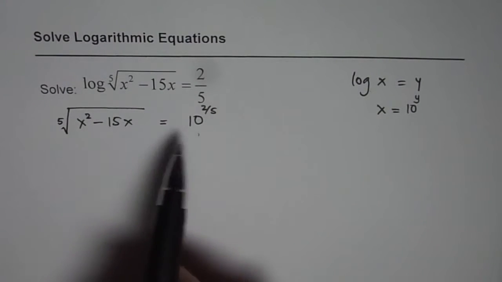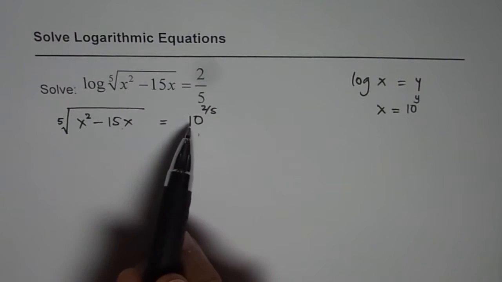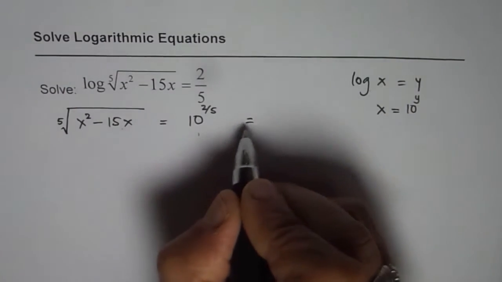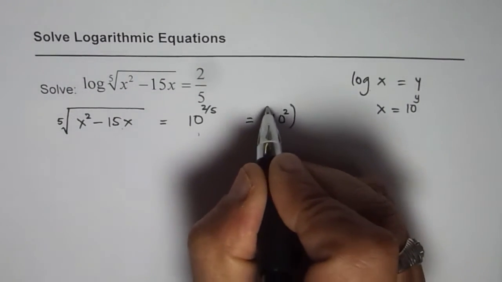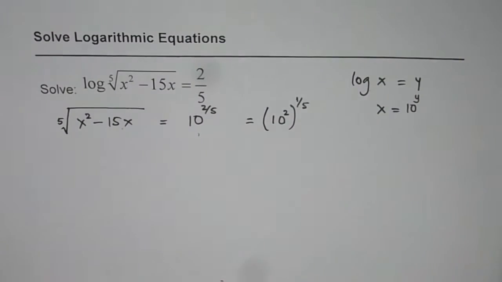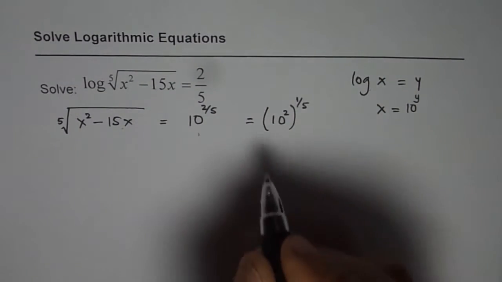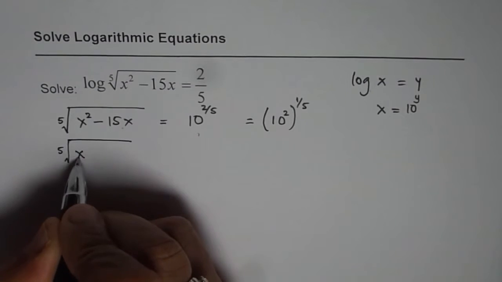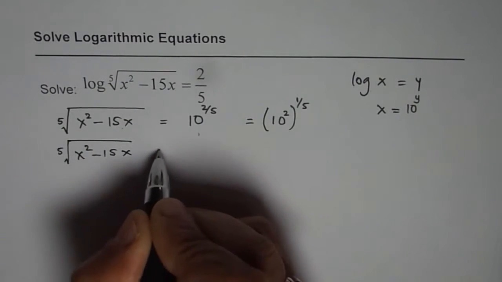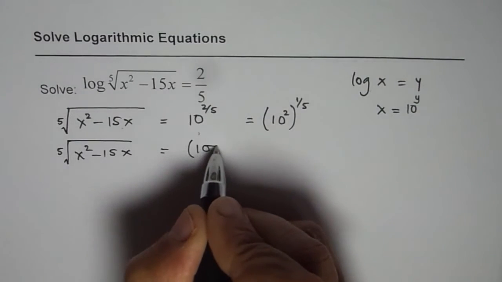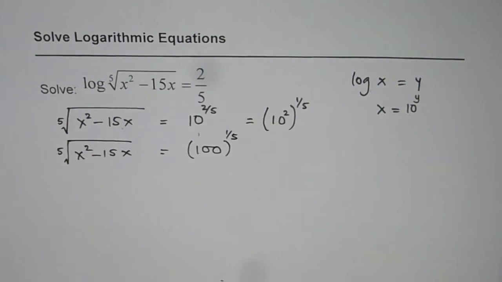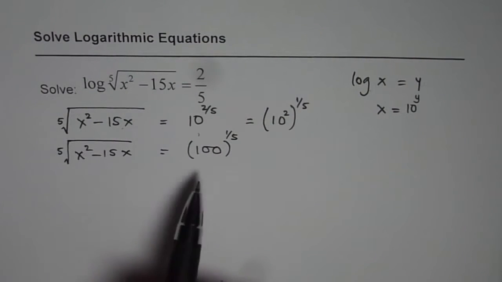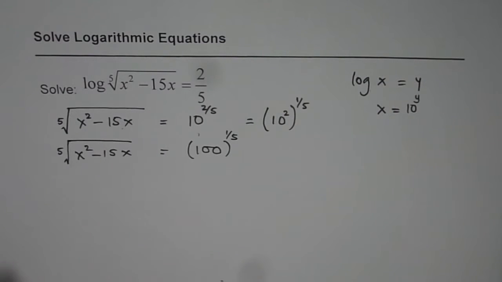Now if you carefully look into it, this is also a fifth root and this is also a fifth root. Let me show you how. We can write this as 10 squared to the power of 1 over 5. Do you see that? So it gives me 100 in the base to the power of 1 over 5. This is another form of writing the fifth root. It means that x squared minus 15x should be equal to 100, correct?